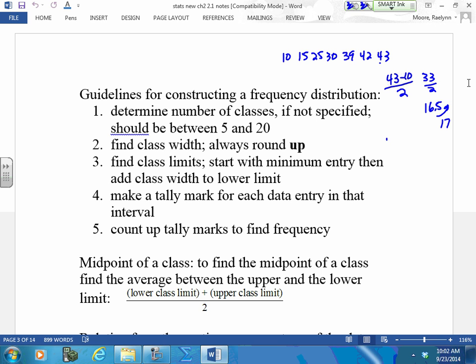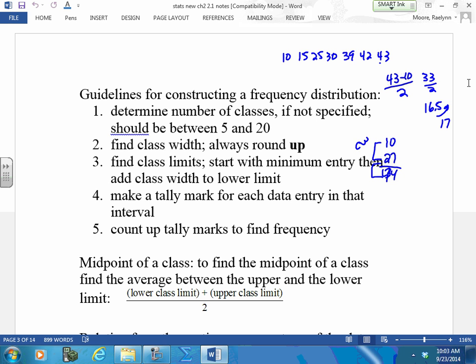How you start is this. You're going to start with your lowest, and you're going to add your class width right here. And you're going to keep adding your class width if we had more than these. This would be 44 if we did a number of more classes. So your class width is the difference between intervals. When we do this, you're going to see it a little bit better. We make a tally, you count, you tally, and you count up your tallies to find your frequency.